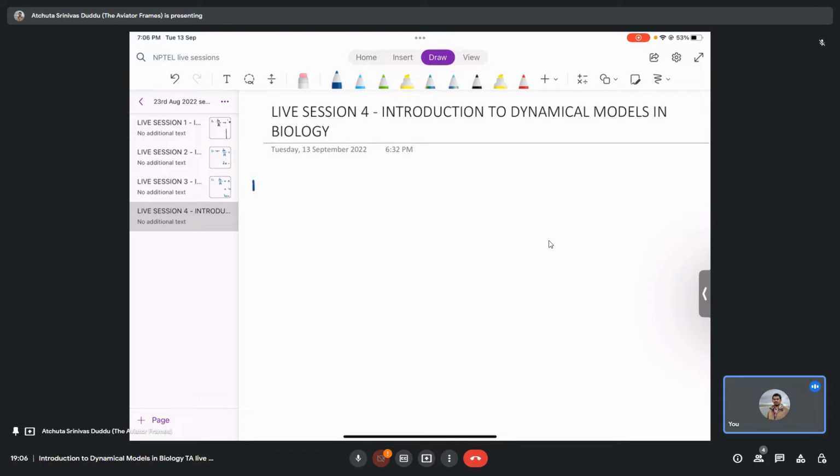For the first question, we have a small molecular circuit modeled using the following system of ODEs. What type of circuit is this? The ODEs given are dx/dt equals k1x minus k2xy, and dy/dt equals k3xy minus k4y, right? Now they asked us, what type of circuit is this?